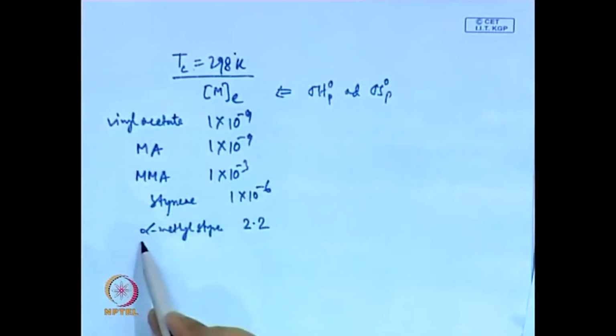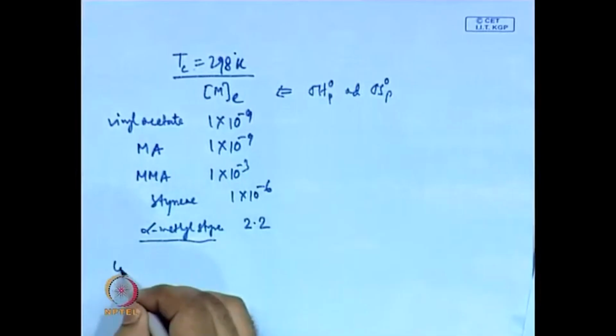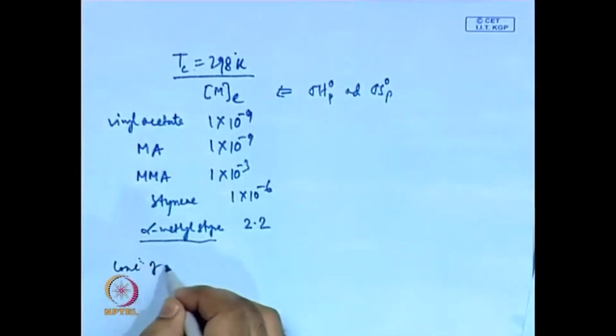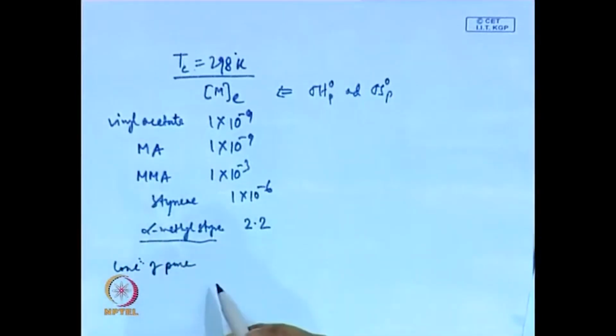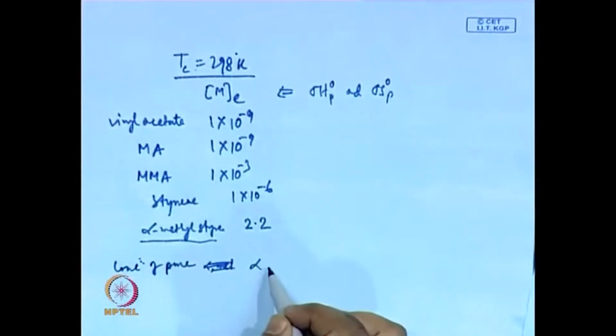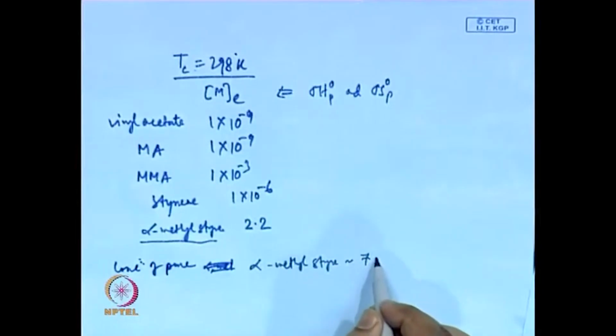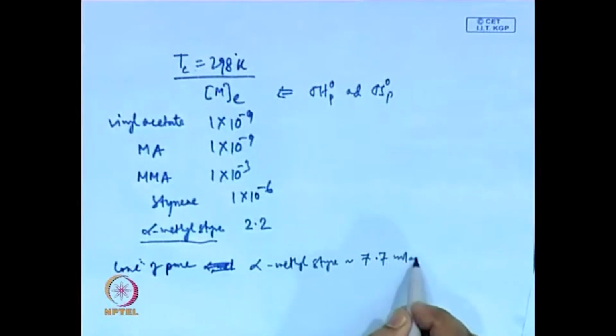Now, look at the values of alpha methyl styrene, that is 2.2 moles per liter. Now, the concentration of pure alpha methyl styrene comes to about 7.7 moles per liter.